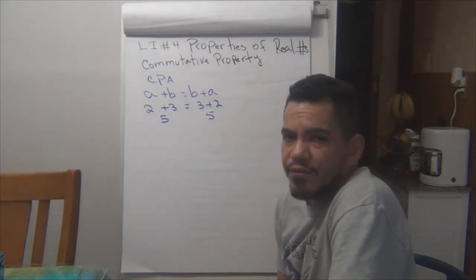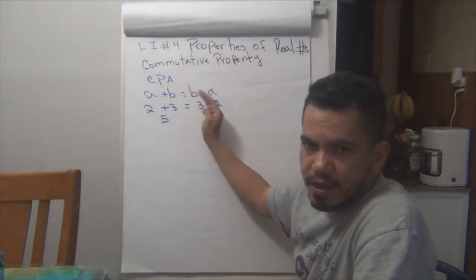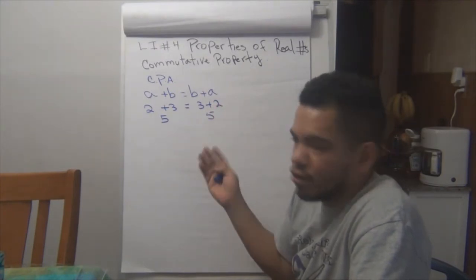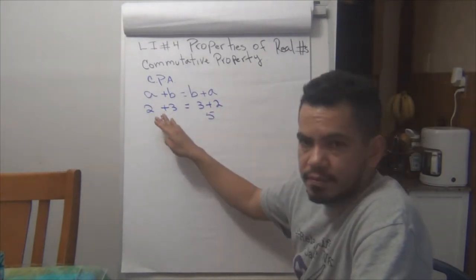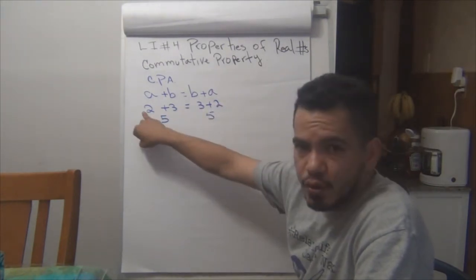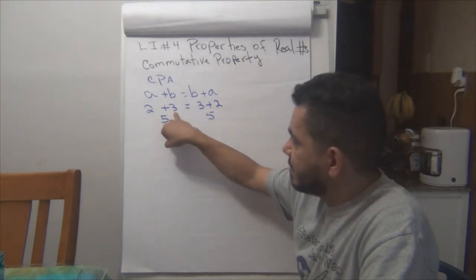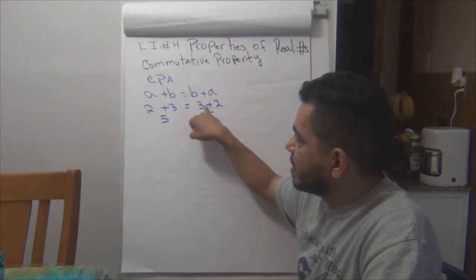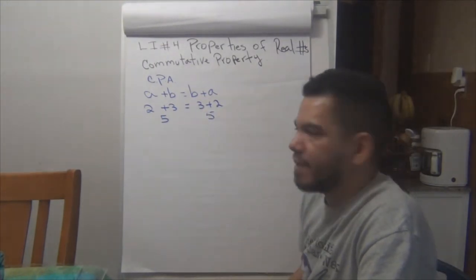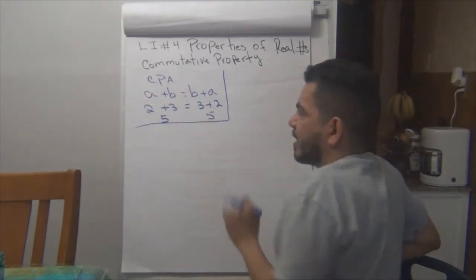Now, it does not work for subtraction. 2 minus 3 is not the same thing as 3 minus 2. 2 minus 3 is negative 1, and 3 minus 2 is 1. So no, it doesn't work. It only works for addition, even if you're putting negative numbers in here. Negative 2 plus 3 is the same thing as 3 plus negative 2. When you're using addition, you will see that it's the same. Now that is the CPA, the commutative property of addition.